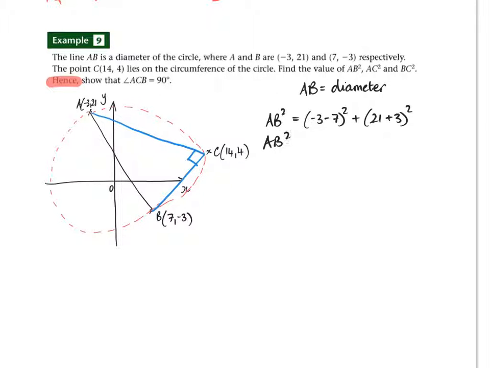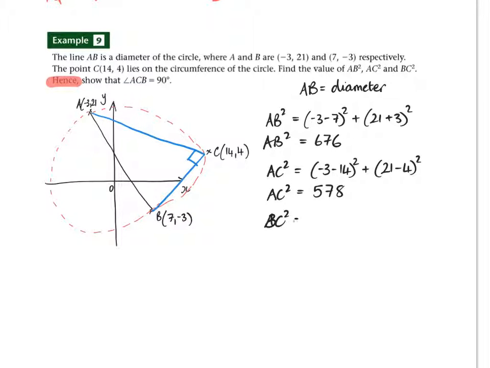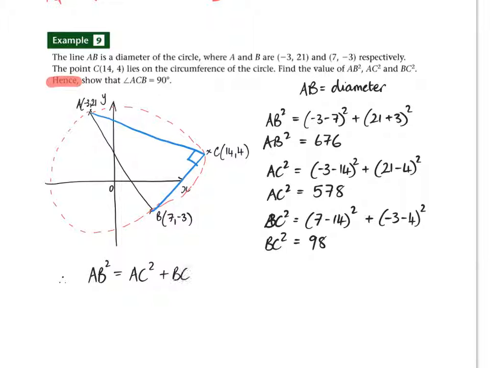So AB squared is equal to 676. Check that, make sure my arithmetic's okay. For AC squared I get 578, and then for BC squared, that's equal to 98. Therefore, AB squared is equal to AC squared plus BC squared, because 676 is equal to 576 plus 98.